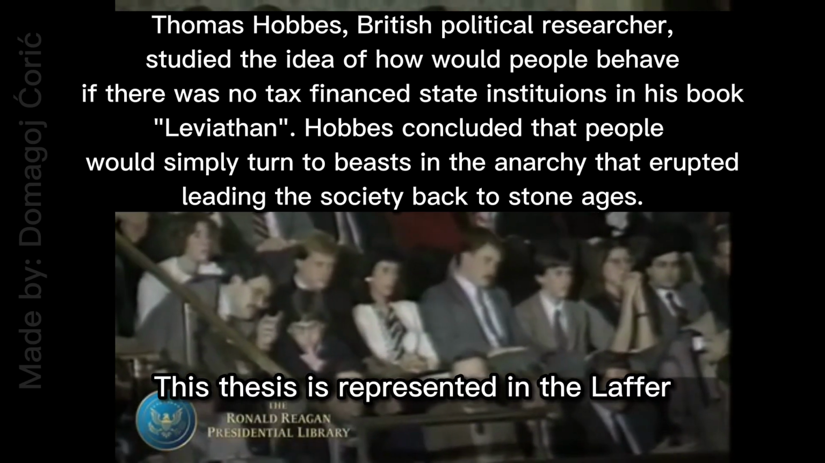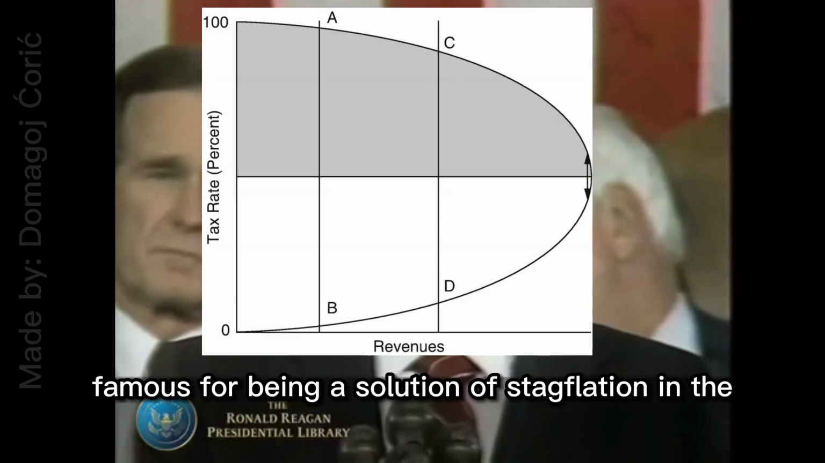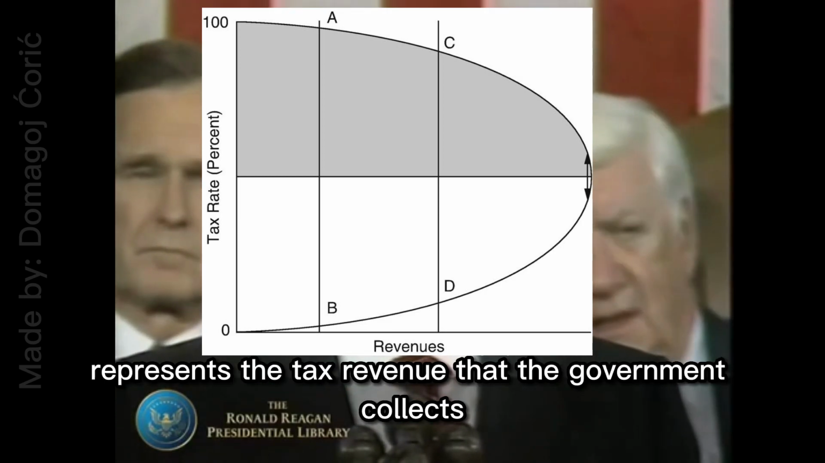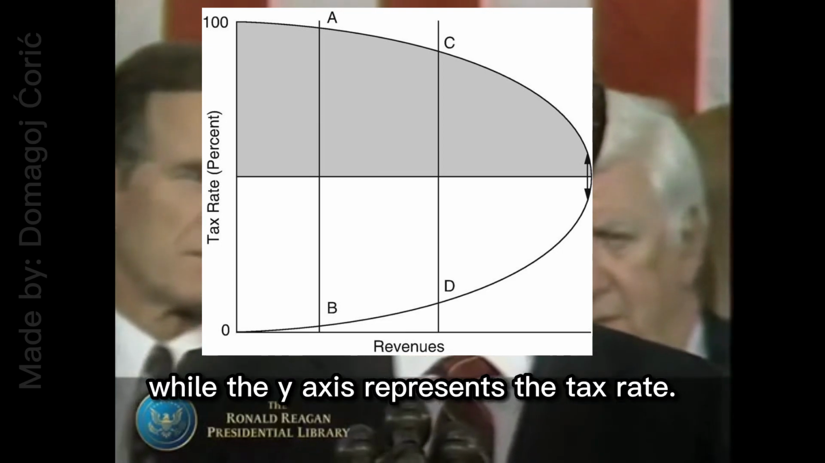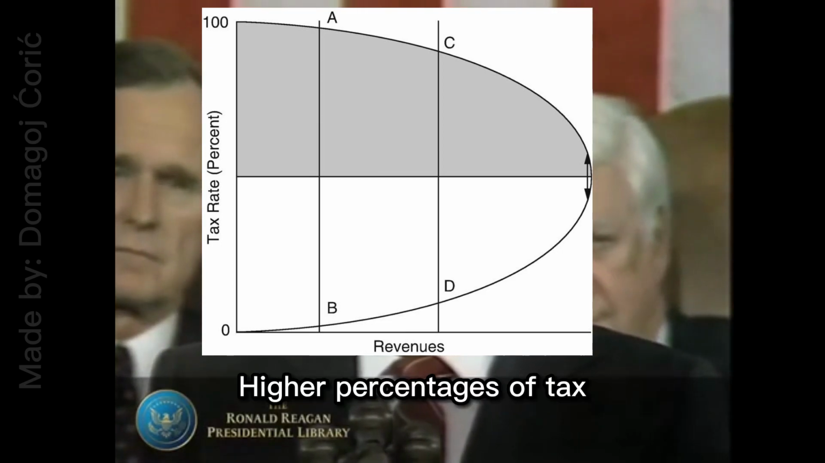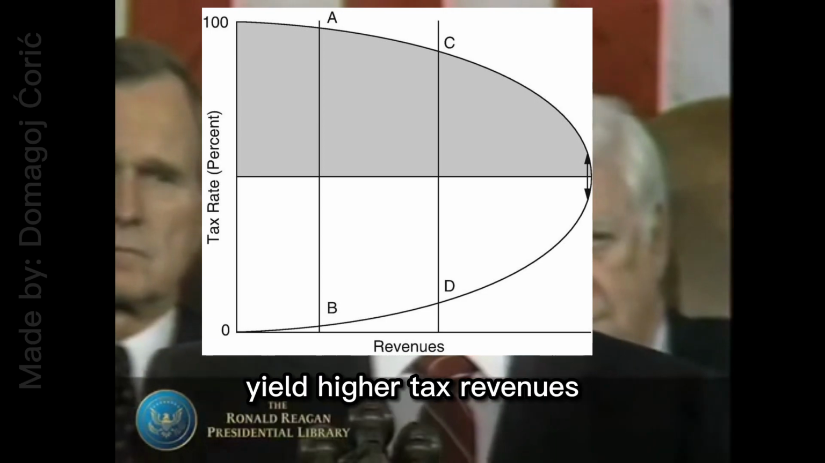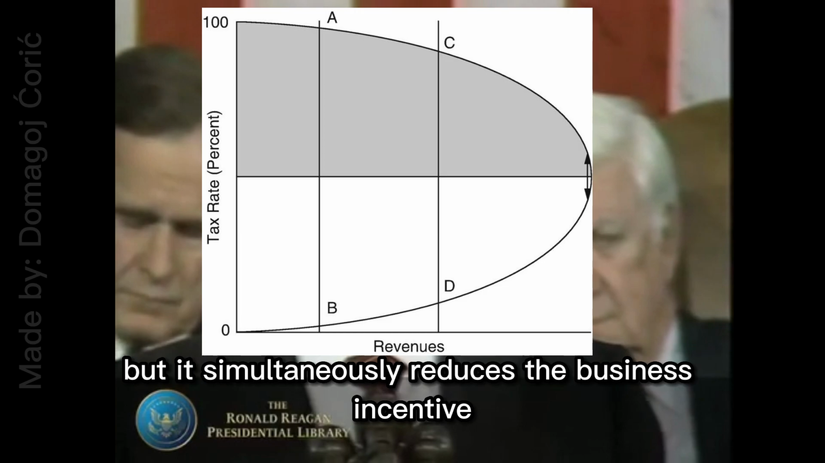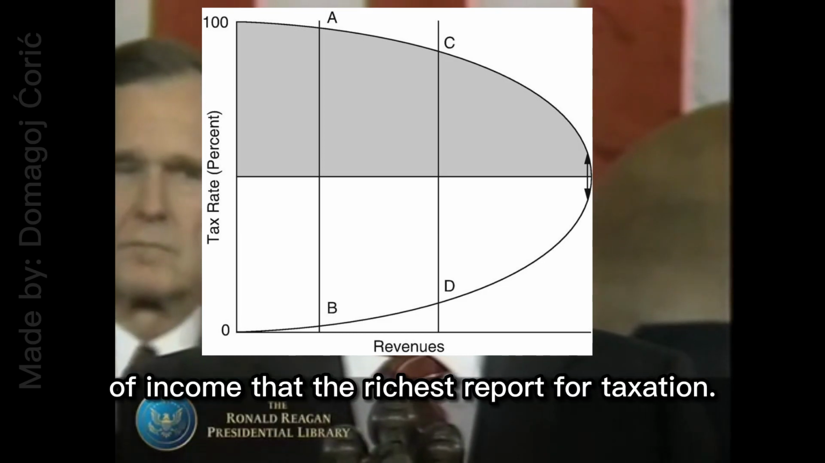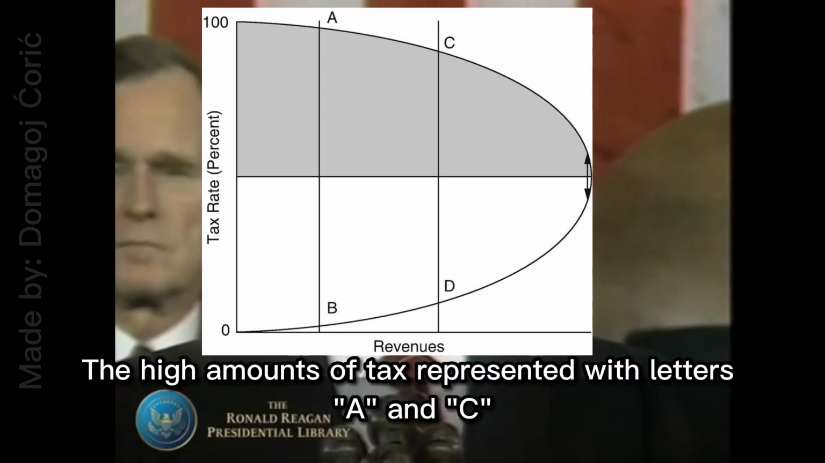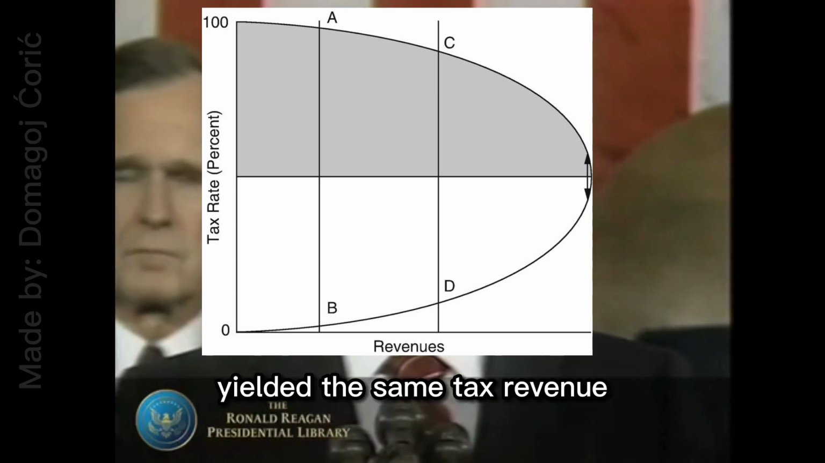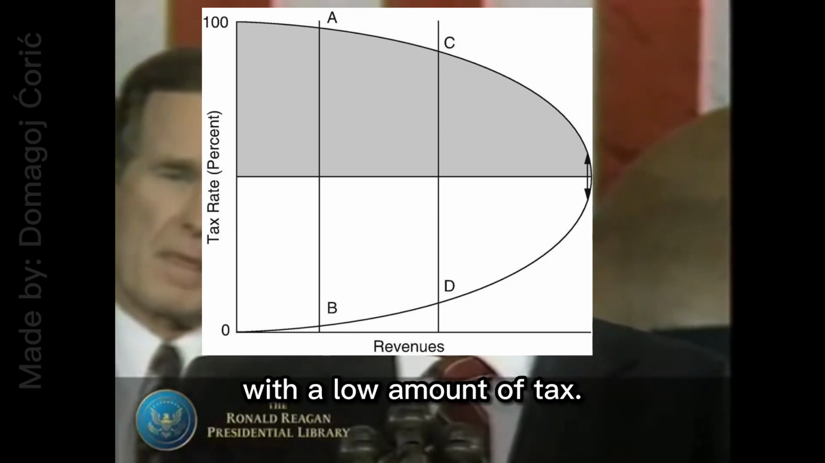This thesis is represented in the Laffer curve, famous for being a solution to stagflation in the 1980s. The x-axis represents the tax revenue that the government collects, while the y-axis represents the tax rate. Higher percentages of tax yield higher tax revenues, but simultaneously reduce the business incentive and the amount of income that the richest report for taxation. The high amounts of tax represented with letters A and C yielded the same tax revenue as letters B and D with a low amount of tax.